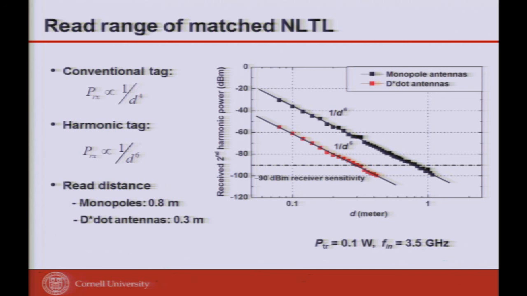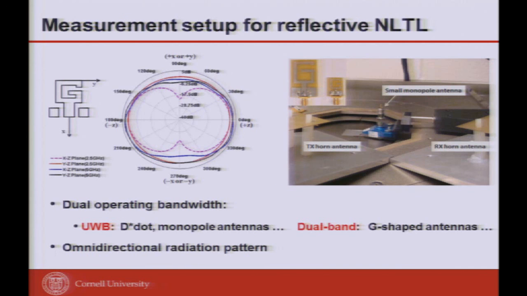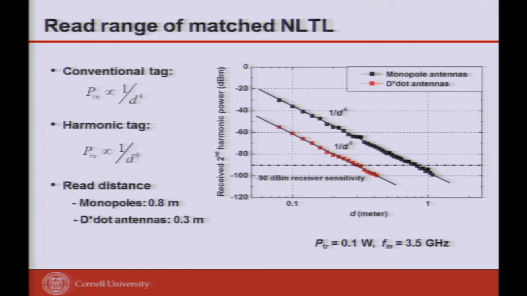Okay, no problem. And at 0.1 watts, you can get this 1 meter using just a monopole antenna. That is not bad. You can raise the pulse power a little bit more using a better antenna, and you can extend to an 8 to 10 meter range.